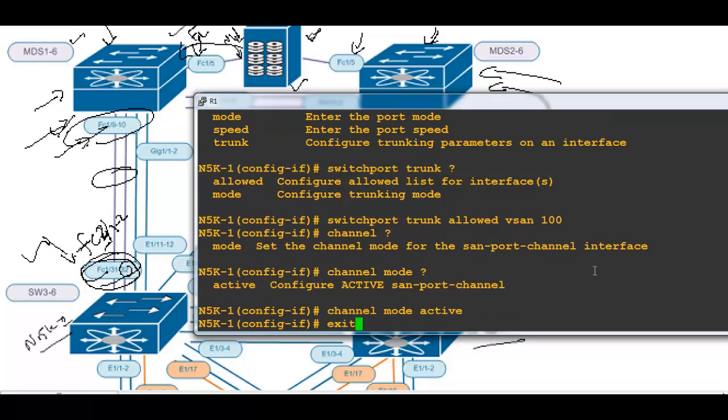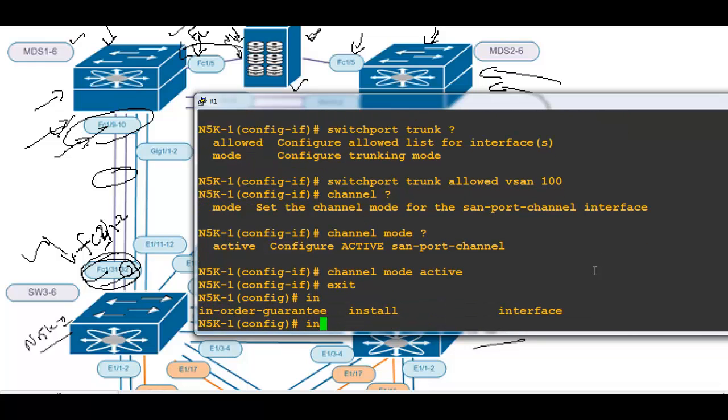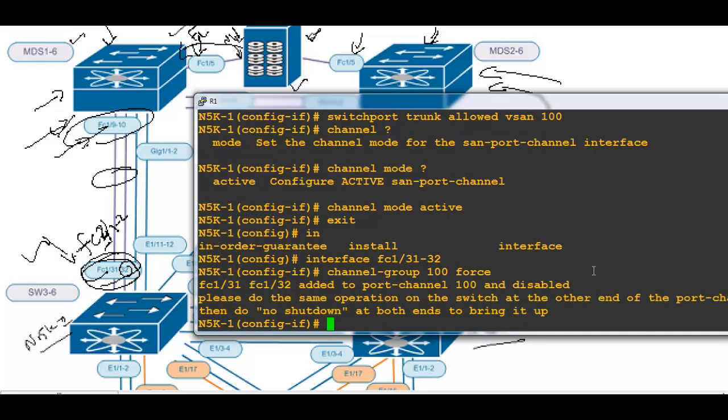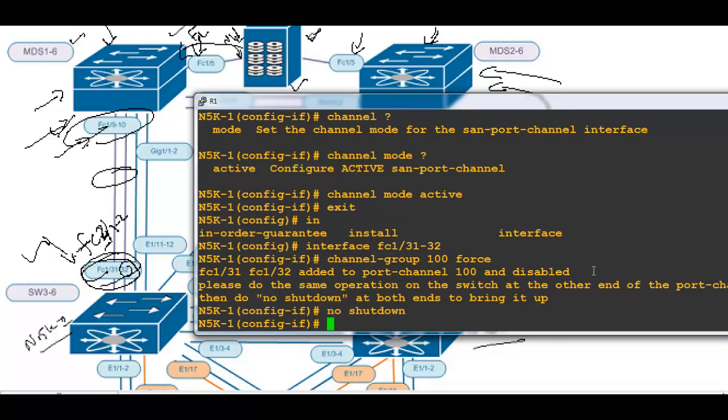Let's go under the interfaces now. Interface FC1/31-32, channel group 100, force must be given. You see, no big error I got. All that I need to say is no shutdown. That's all.